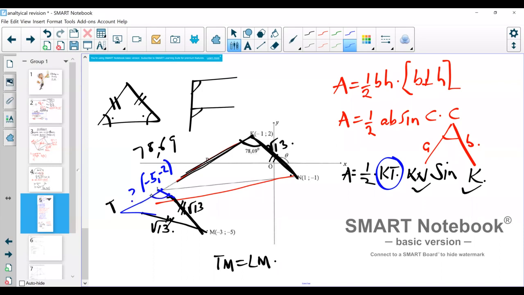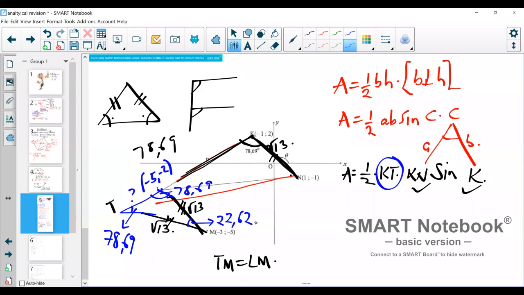Already, we said this angle is 78.69. This angle also is 78.69. I can get this angle. I'll tell you why I'm looking for that angle. Let's look for it first. 180 minus 2 times 78.69 is 22.62. Why am I going through the stress of looking for that? Because I need to find TL. If I can get TL, then I'm fine.